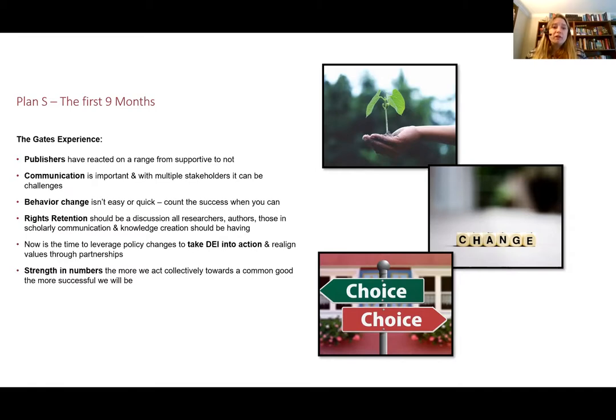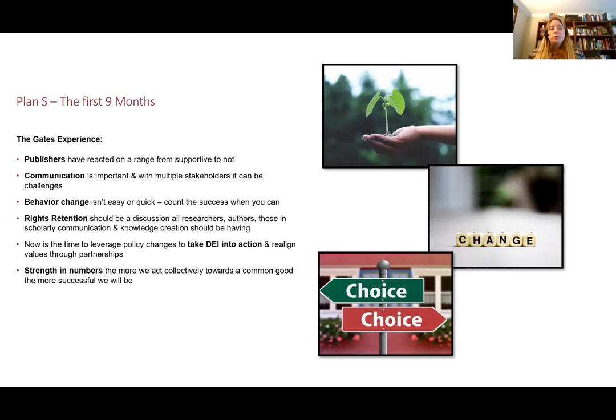Now is the time to leverage policy changes to take DEI into action and align values through good partnerships. I'm talking more with our program staff about how our grantees choose to publish, and where to publish, also affects diversity, equity, and inclusion. We have a real opportunity to make sure that where our grantees publish aligns with our larger values as well. And there's strength in numbers.